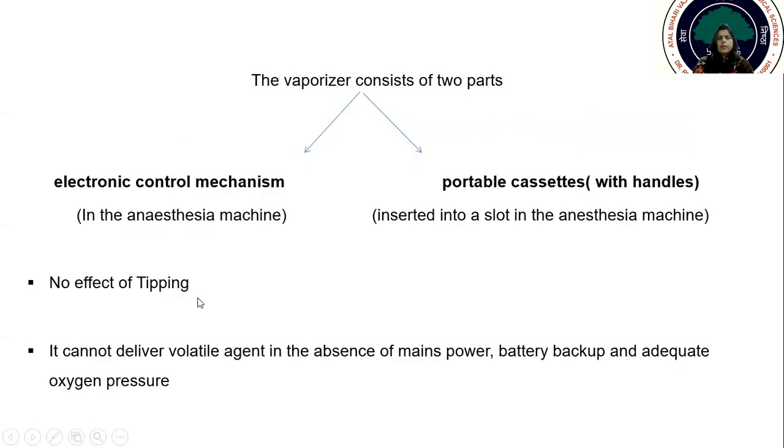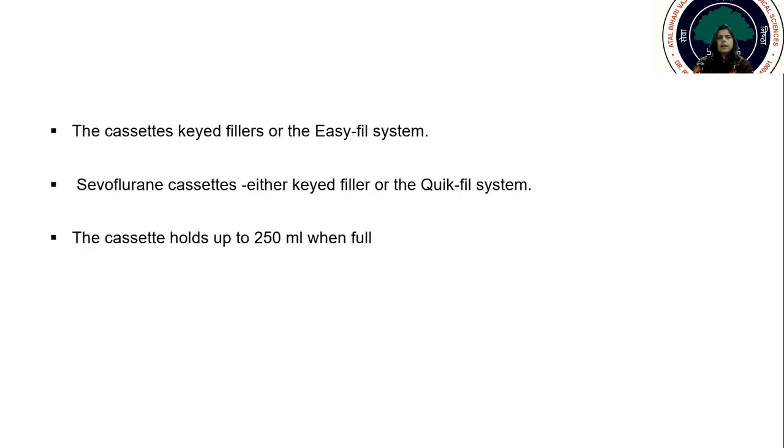There is no effect of tipping, and remember that it cannot deliver the volatile agent in the absence of main power, battery backup, or adequate oxygen pressure. This Aladdin vaporizer can be used for all inhalational agents, including desflurane. The cassettes are key fillers or easy fill system. Sevoflurane uses either key fill or quick fill system. The capacity of the cassette is around 250 ml when full.